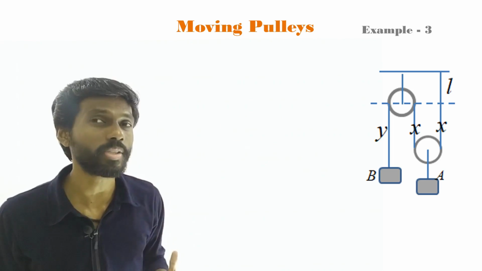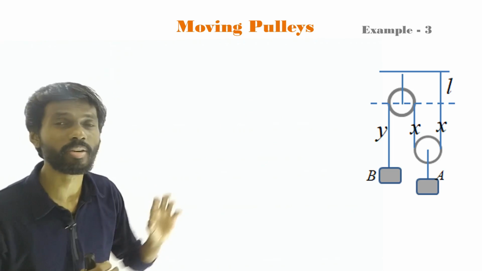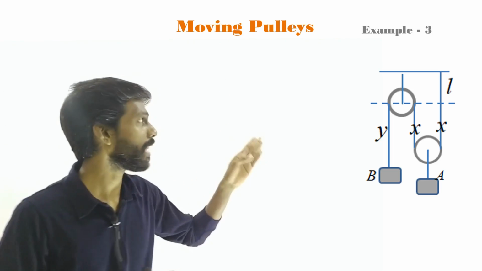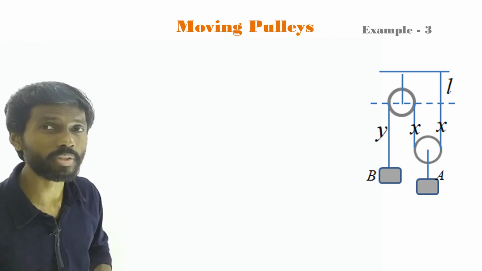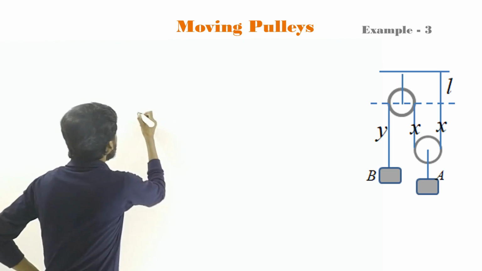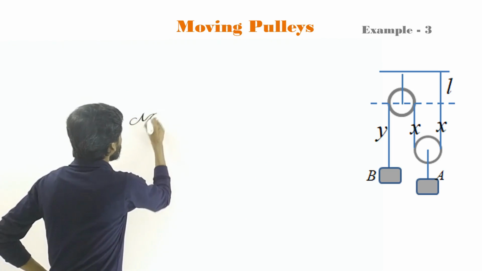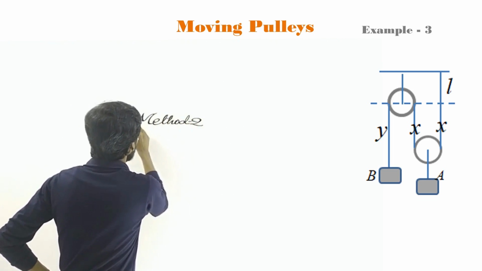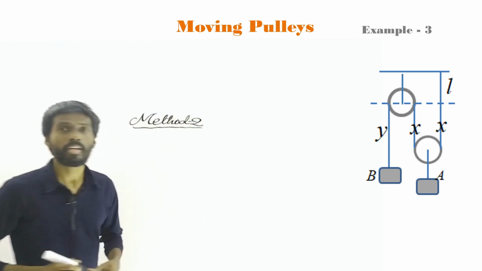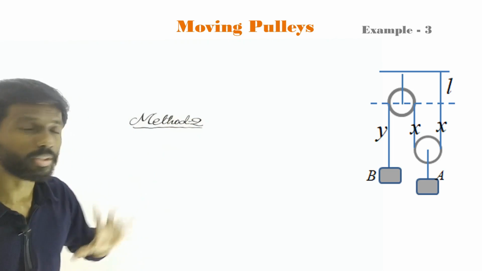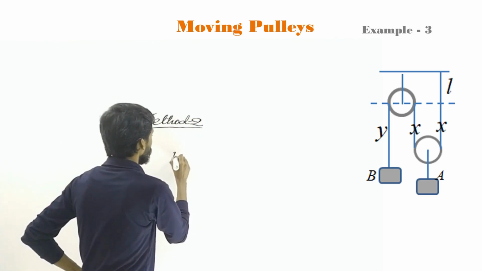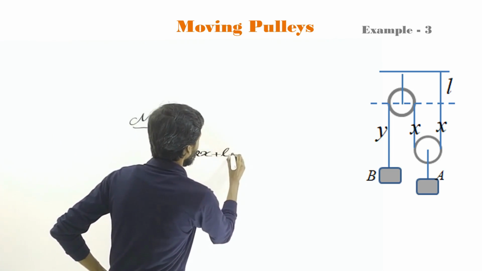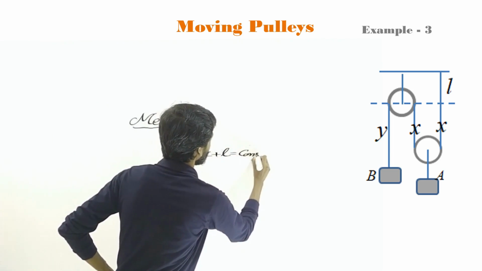But that is also a constant. The total length of the string is always constant. Wherever the string moves, the length of the string is always constant. So this is the second method, method 2. Now what do we do? This total is constant: y plus 2x plus L is a constant.